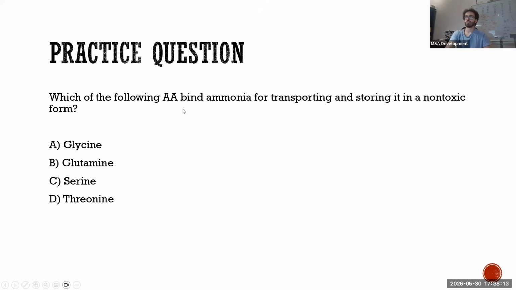Which of the following amino acids binds ammonia for transporting and storing it in a non-toxic form? Glutamine. We know glutamine is what stores it in a non-toxic form. Of course, if I'm being honest, the question is a bit inaccurate, because what binds ammonia is going to be glutamate, and then it becomes glutamine. But in this question, the answer is glutamine because it stores it in a non-toxic form.